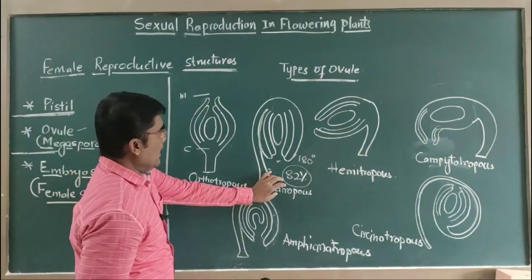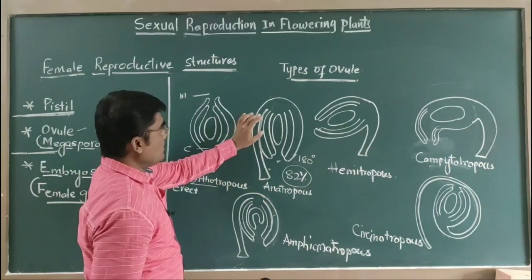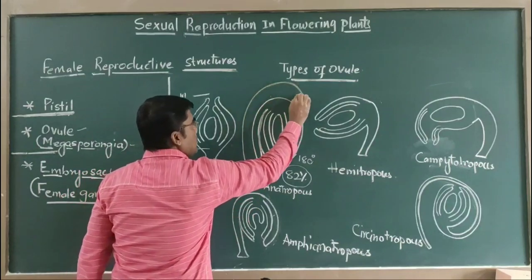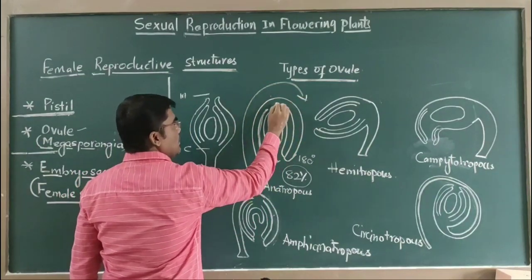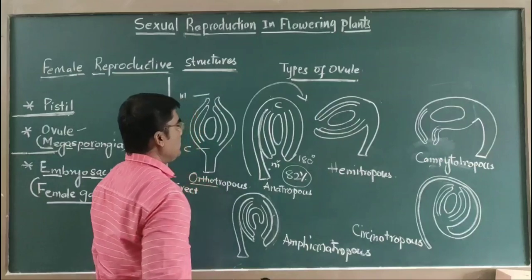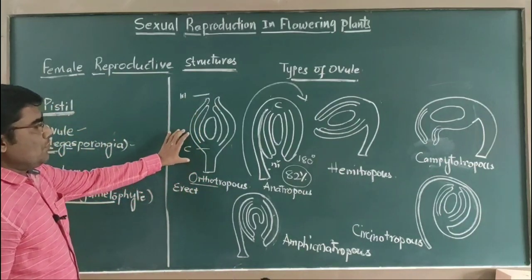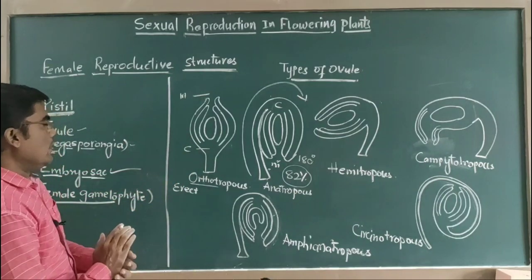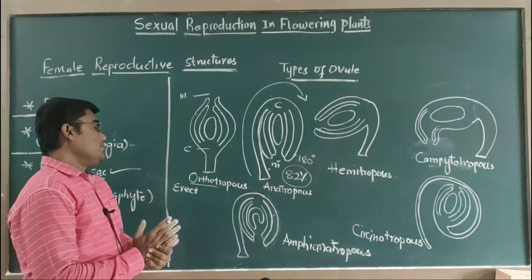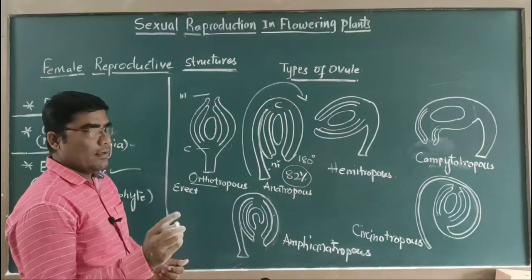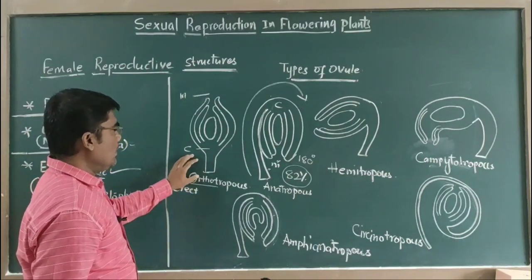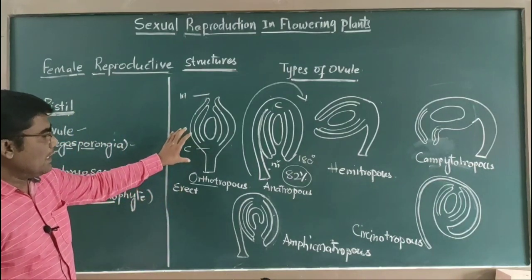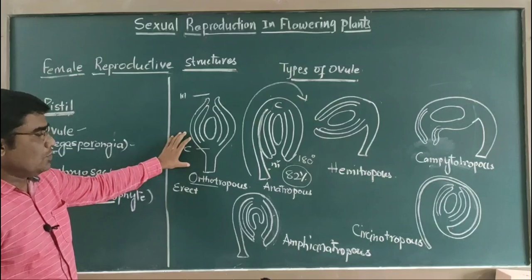But in the Anatropous ovule we observe the chalaza at the upper side because this ovule is bent downward. So this becomes the chalaza, this becomes the micropyle. This is the straight ovule, the Orthotropous ovule. Commonly the Orthotropous ovule is reported in Cycas, a gymnosperm, and also in Polygonum, an angiosperm. Polygonum is the example where we observe the Orthotropous ovule.